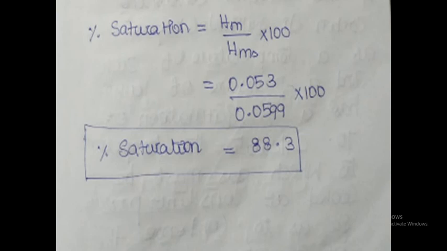We have the HM and HMS values. So divide these two values and multiply by 100. Percentage saturation is equal to 88.3.